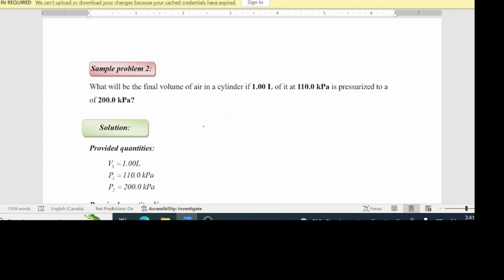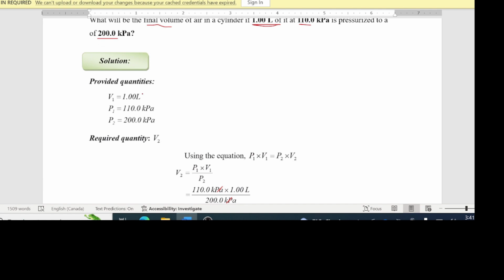Next, you're asked to find the final volume. So you're asked to find what? So what is that? V1 or V2? That's V2. That's the initial volume, all right? And that's the initial pressure. And it is pressurized to this amount. So you're looking for V2. You're given V1, P1, and P2. You're provided these, see, V1, P1, and P2.